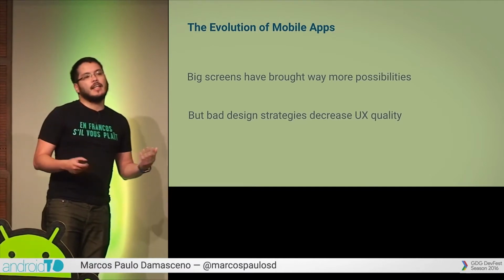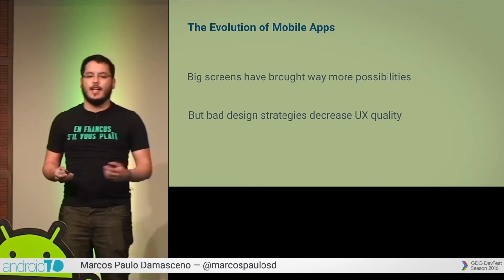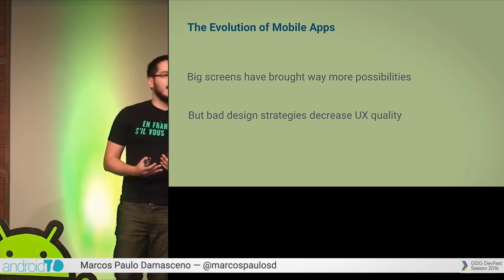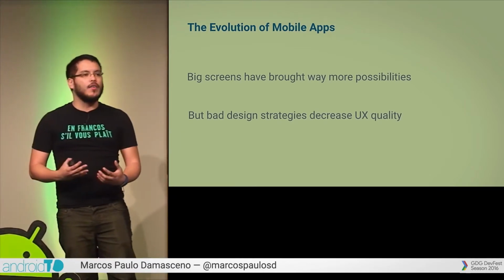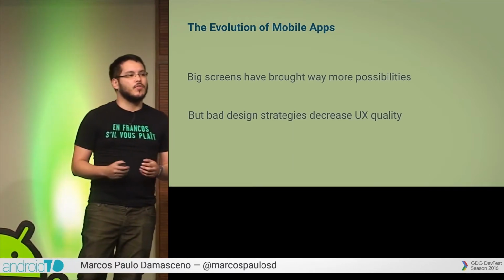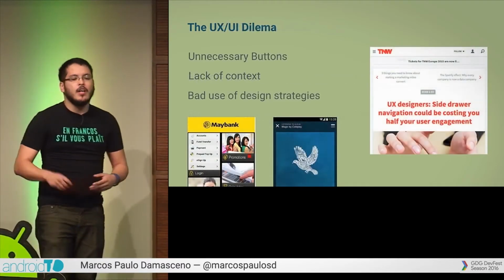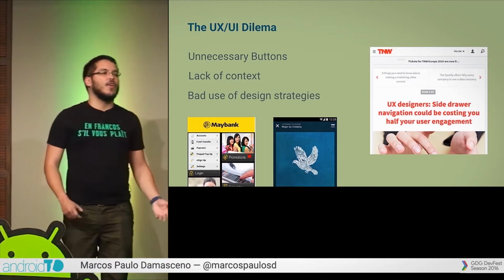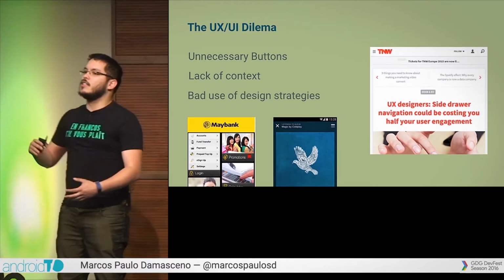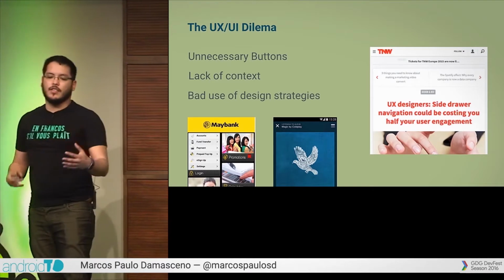And bigger, that's because of bigger screens. Now we have 6-inch phones, we have 10-inch tablets, things that we didn't have at the beginning. But the design and the UX didn't evolve as well as the technology, and things got complicated. People just thought, I have more screen, I'm going to put more buttons. I have more screen, I'm going to put more information. That created unnecessary buttons, lack of context, and bad use of design strategy, and that's why there are all these questions. Should we use a bottom bar? Should we use a navigation drawer? Should we use this or that?